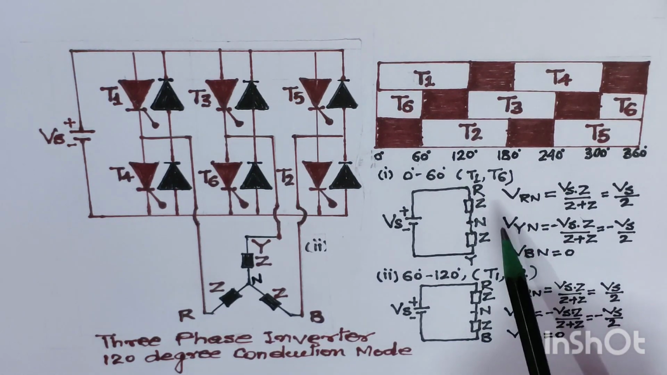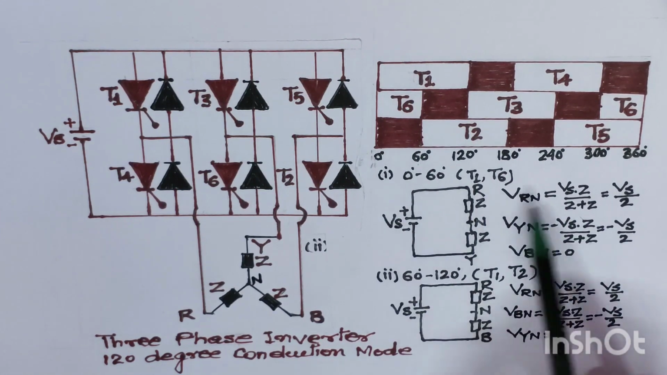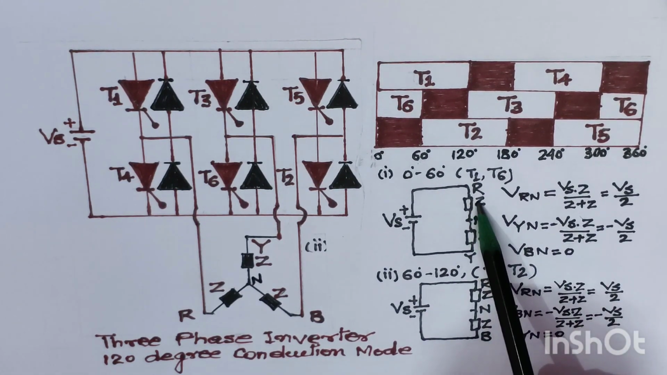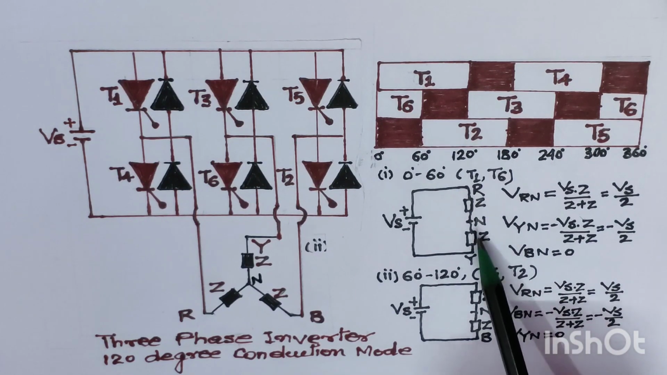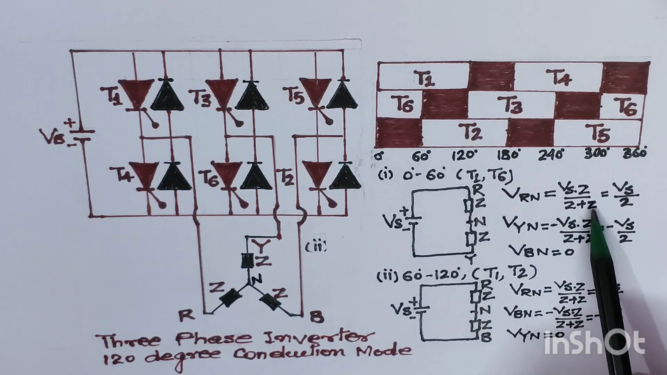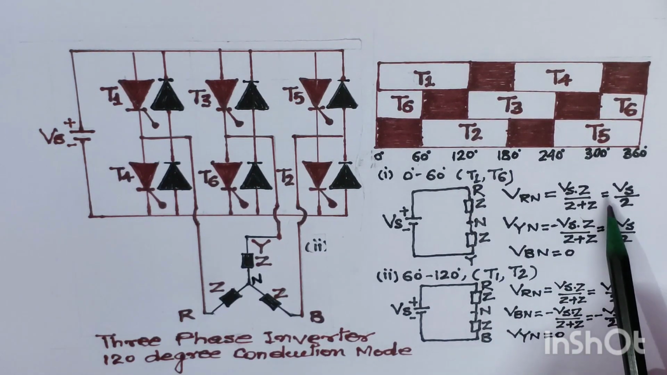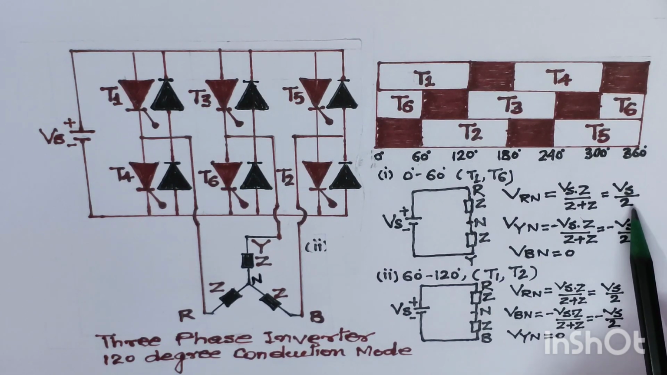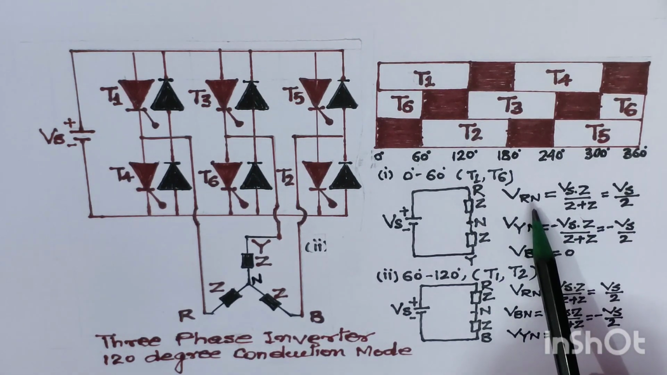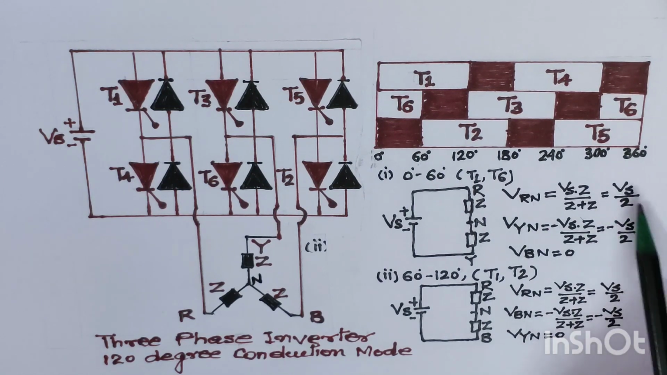So if we want to calculate VRN, we will apply the voltage divider rule. So what is the voltage divider rule? It means this is supply voltage Vs into Z upon Z plus Z upon Z plus Z. If we solve this, it comes out to be Vs by 2. So this is the voltage between R phase and neutral, that is VRN. It comes out to be Vs by 2.